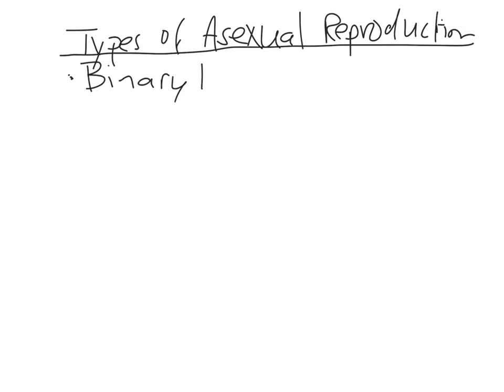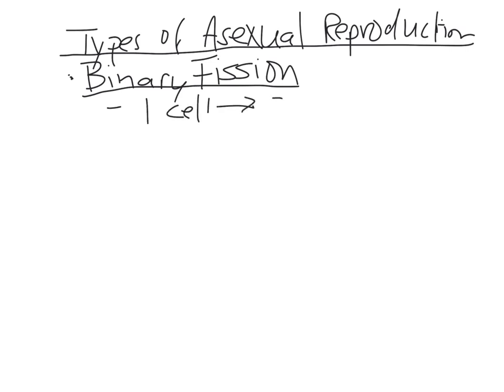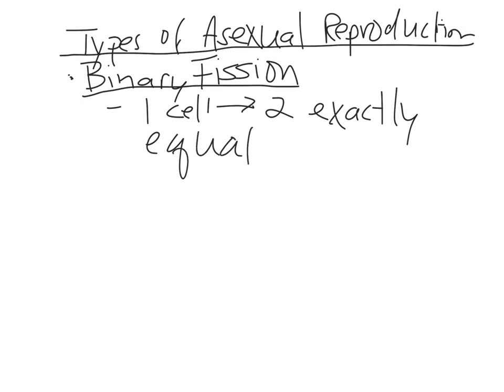Binary just means that something is in twos, and fission just means to split. So literally, binary fission is where you get one cell that divides into 2 exactly equal cells. That is how we define binary fission. This is a very straightforward and simple method of asexual reproduction.